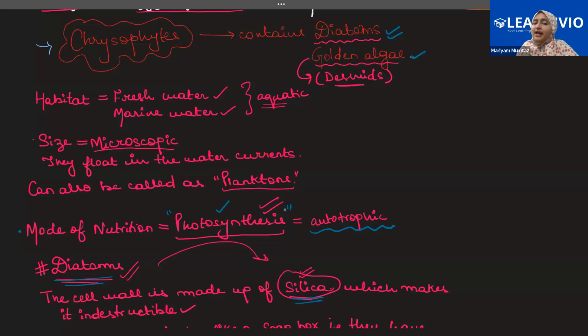Their size is microscopic. They are not visible to the naked eye. To see them, we have to use a microscope. They float in the water current. Like the chrysophytes, they can also be called planktons. Everyone knows about planktons?